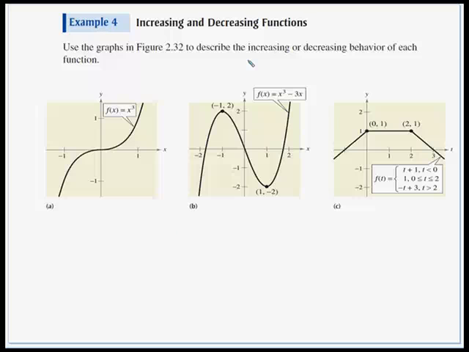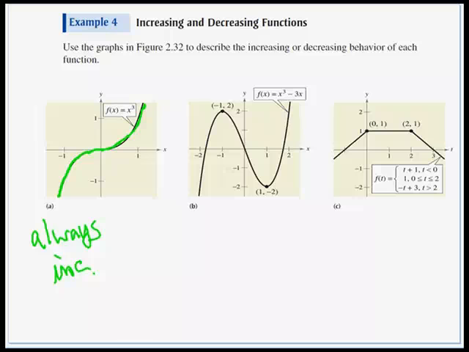So here it says use the graphs to describe the increasing and decreasing behavior of each. Let's see here, first graph. As we start where we can originally see the graph, it looks like we're increasing. We're going uphill, uphill, uphill. It looks like we start to flatten out, and then we're going back uphill. So for letter A, this is always increasing. It's increasing everywhere.